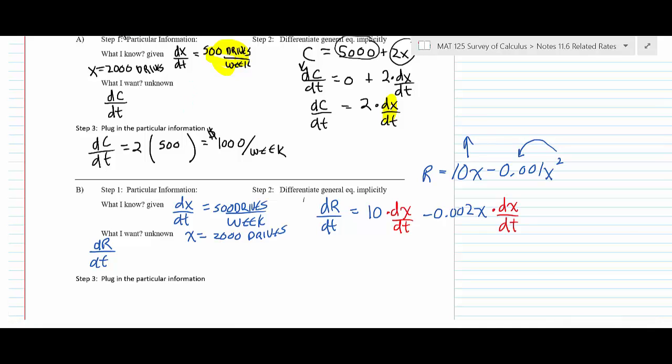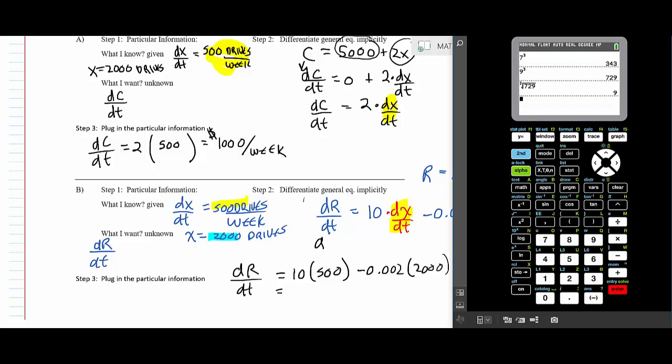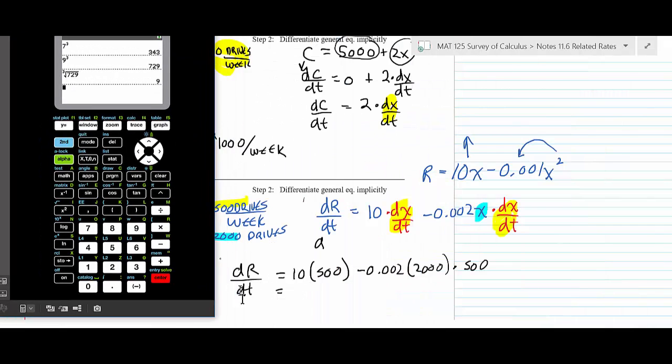Now we basically just plug in what we know. We do know dx over dt, that's 500, so that's going to go there. And we do know that x is 2,000. So we'll just plug that in to get our final answer. We'll have dr over dt equals 10 times 500 drives per week minus 0.002 times 2,000 drives, and then dx over dt again is 500. Then we just need to go to our calculator and calculate that out. This should be in dollars per week. We're talking about revenue, so the units should be in dollars.